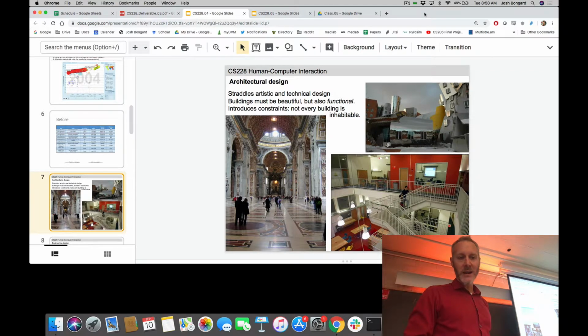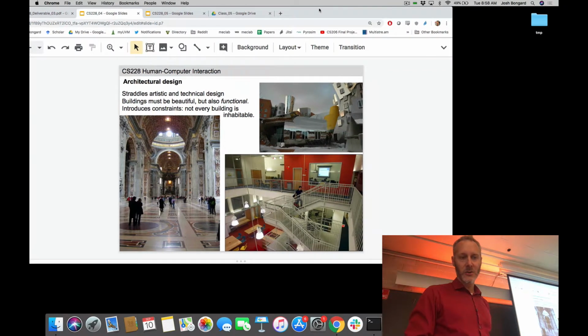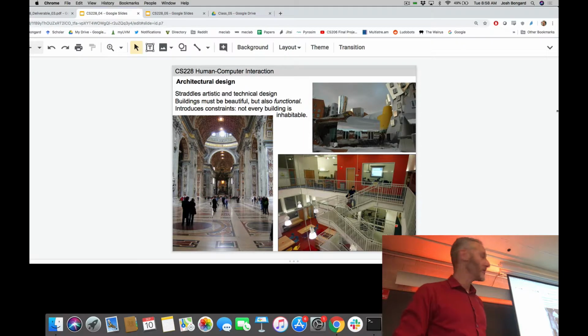Okay, so let's move on now to architectural design. This architecture is interesting because, like HCI, architecture tries to straddle the objective and subjective, right? We all have to spend a fair bit of time indoors. We would like that to be as visually appealing and as comfortable an experience as possible. So the objective side of architecture is to build a building that doesn't fall down, but do so in a way that is appealing and engaging to users.